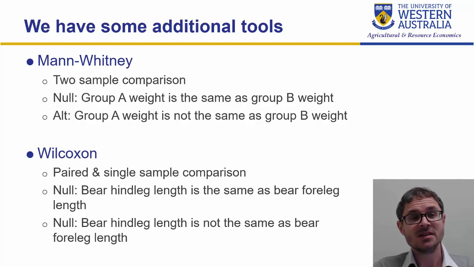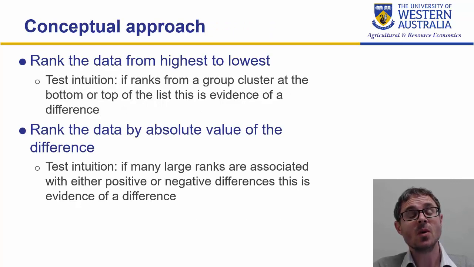The other thing to note is that because we're using the ranks of the data, we don't have to worry about anything like variance ratio tests. Ranks are equidistant from each rank, so that's not a problem for us. So what is our conceptual approach? We're going to rank the data from highest to lowest, and whichever kind of test we implement, it looks for clusters of the ranks. If all of one group are ranked at one end of the rank list and the others at the other end, that is evidence of a difference in the two groups.